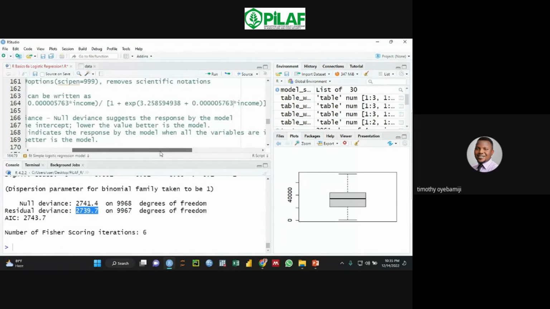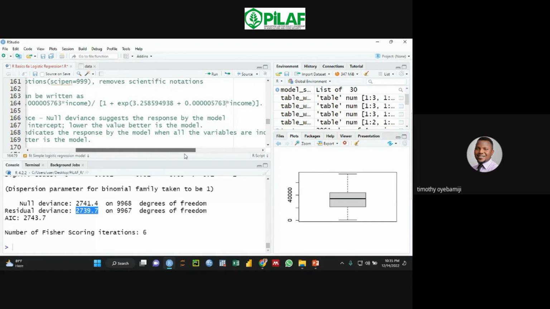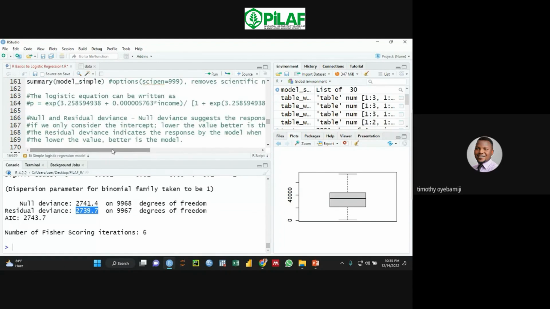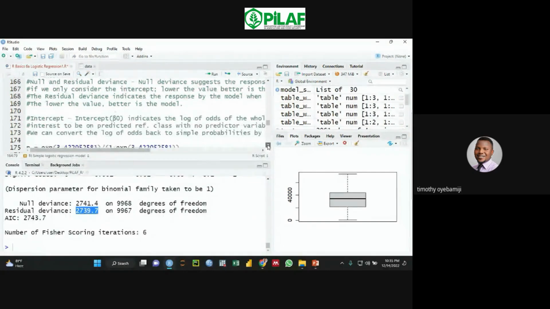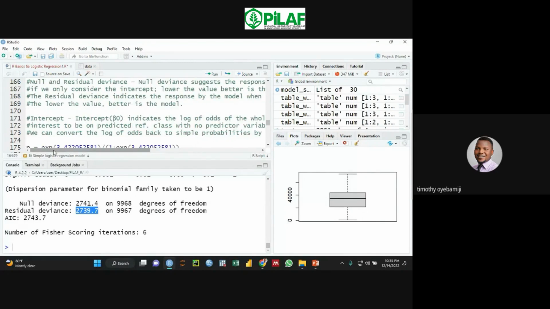Null deviance suggests the response by the model if we only consider the intercepts. The lower the value, the better the model. Now, the residual deviance indicates the response by the model when the variables are included in the model. So again, the lower the value, the better the model. All right. For the intercepts, that's a beta null, it indicates the log of odds of the whole population of interest to be in the predicted reference class with no predictor variable.